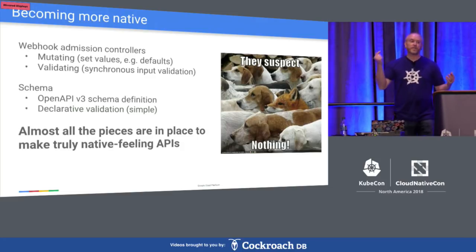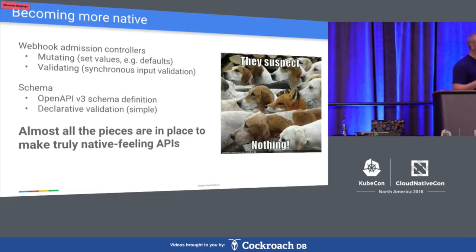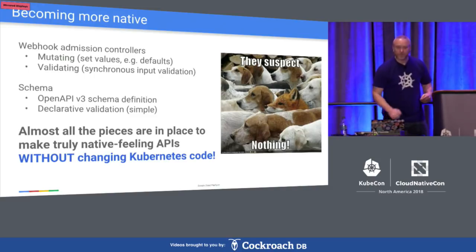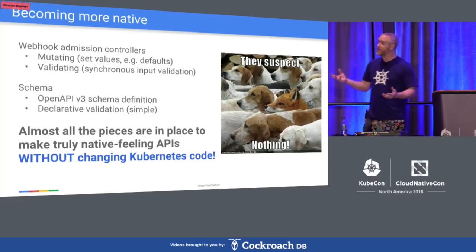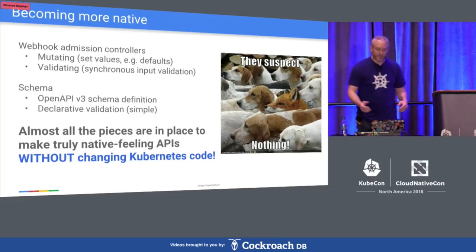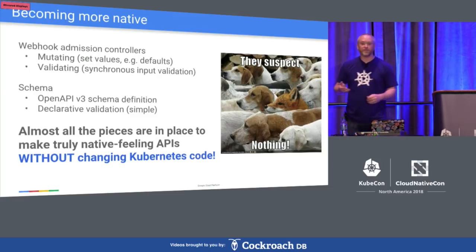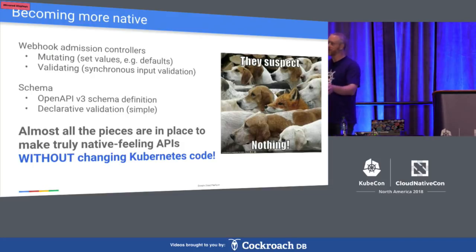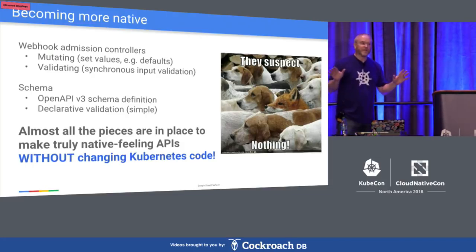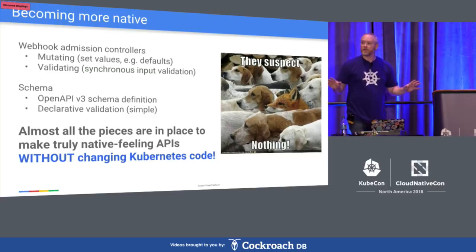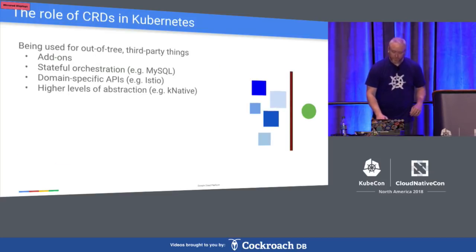Now, you could add admission control to your own custom resource definition. So you could do validation, you could do defaulting, and you could do it without fiddling with Kubernetes. You didn't need to change a single line of Kubernetes code to produce a resource that sort of feels like a built-in Kubernetes type. And now we have schemas, so you can define schemas through OpenAPI. And you have sort of declarative validation, so you can say this field is an integer and it must be greater than X and less than Y, those sorts of things, right? This covers the vast majority of what people need to do with custom resources.